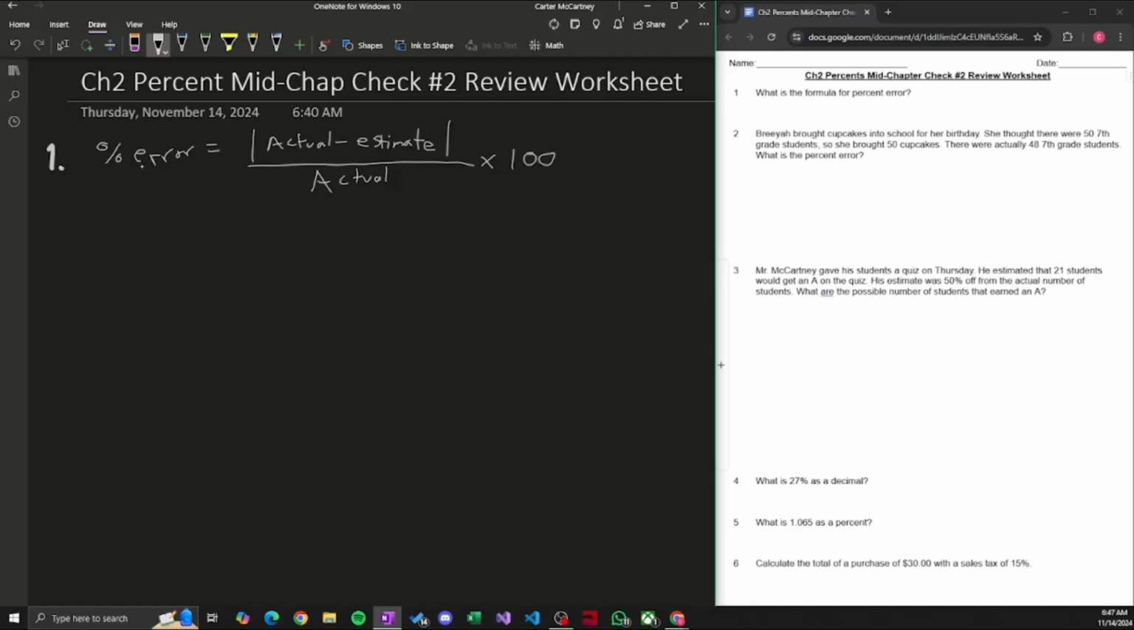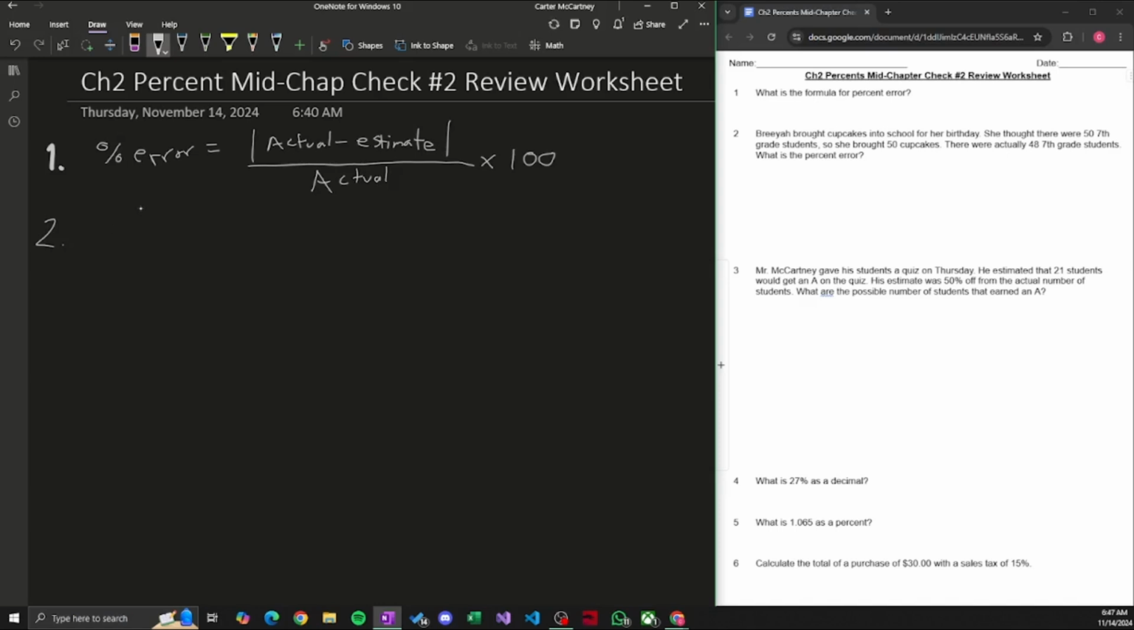So if we know the percent error, we would put it here. If we know the actual value, we'd put it here and here. If we know the estimate, we'd put it there. And the times 100 would translate this decimal into a percent. Number 2.